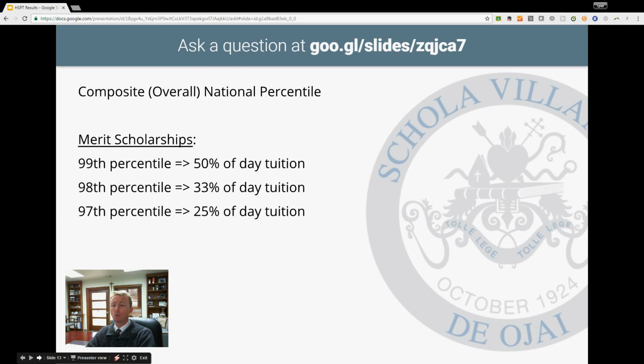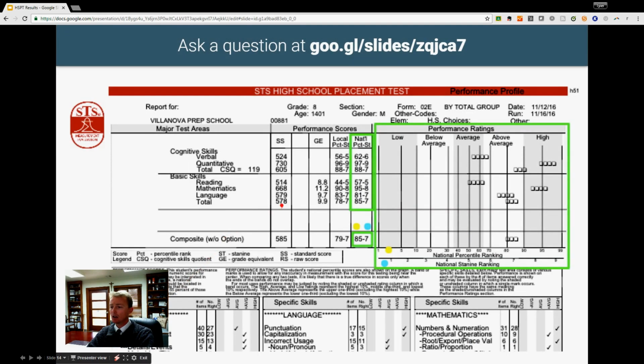At Villanova Prep, we do indeed offer a merit scholarship attached to our national percentiles. If we take a look at the national percentile, you see the different categories. We have 62 for verbal, which is the 97th national percentile. This student, Charlie, just knocked the quantitative section out of the park. He did great. When you look at the other 3 sections, a 57, a 95, math is certainly his strong point, and an 81st percentile in language.